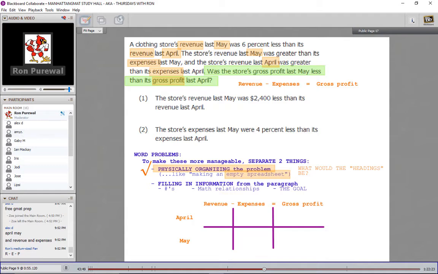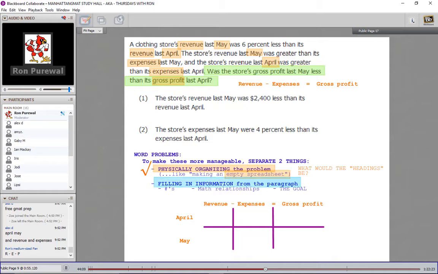We're not trying to solve the problem at the same time. We're not trying to put all this math in there. This is not hard to do at all. It's only hard when you try to make the sheet and fill it in at the same time. You don't want to do that. You want to separate them.